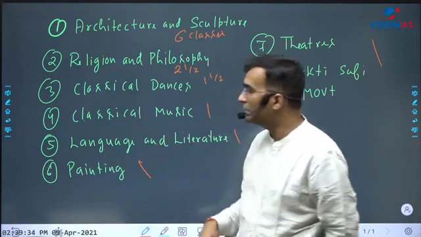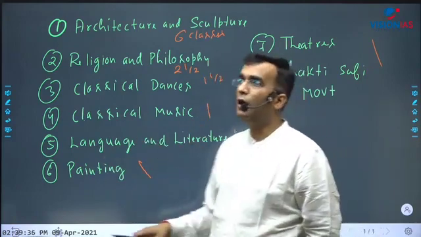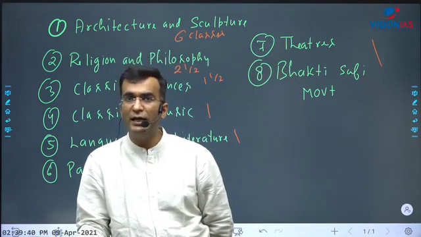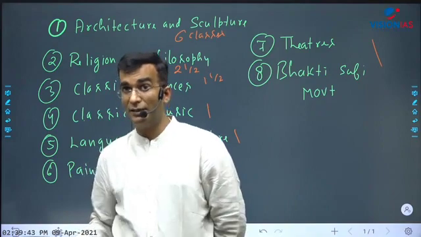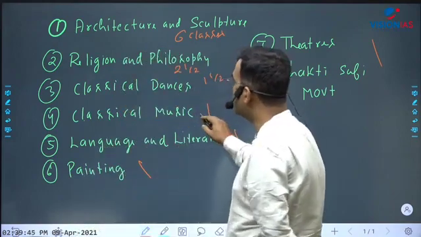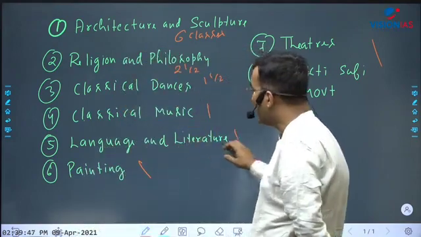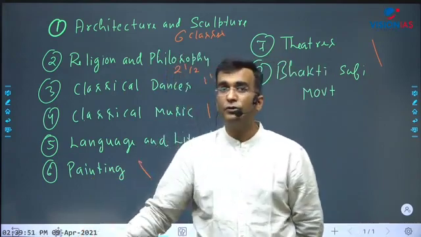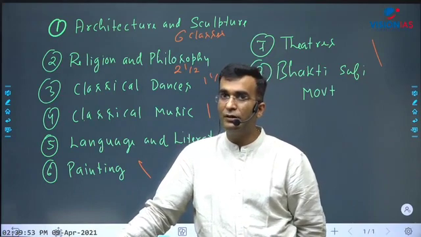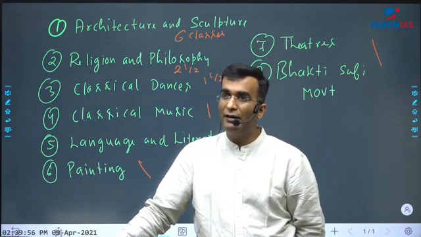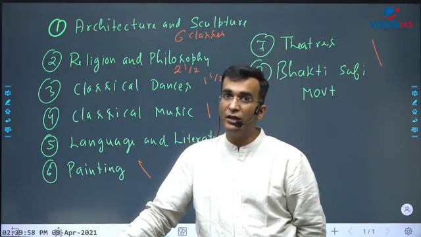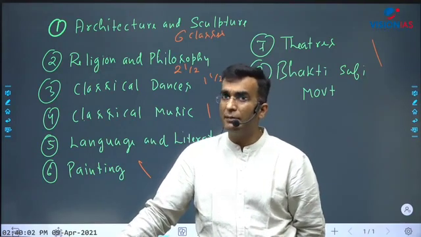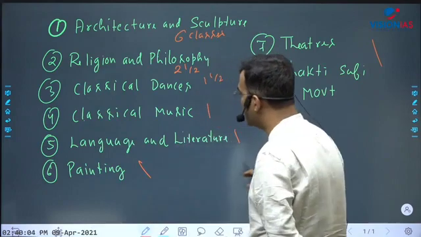Classical dances, in the last how many years? Right from 2011 to 2020, they have asked 5 questions from this section, classical dances. Then 3 questions from classical music. Language and literature holds importance in both stages of the exam. From 2013 onwards, they have asked 2 times in the mains examination, and 3 times in the prelims examination. So it is equally important in the prelims and mains.